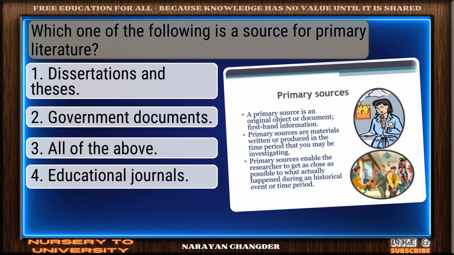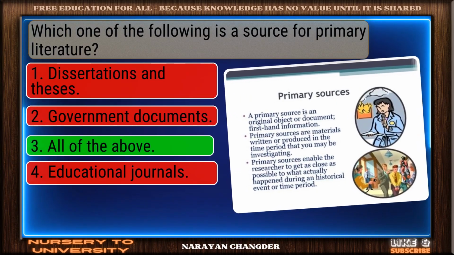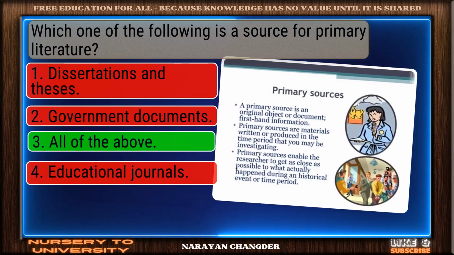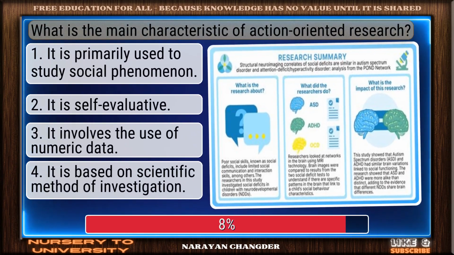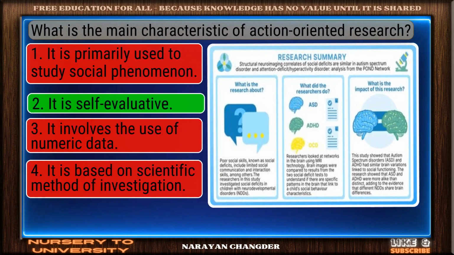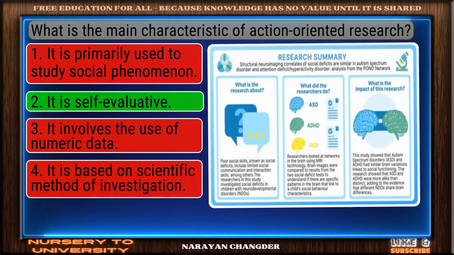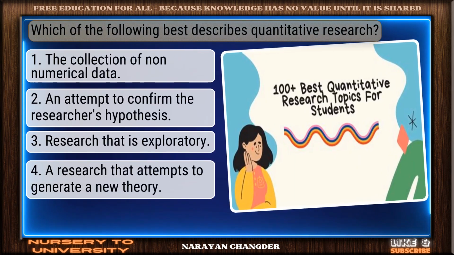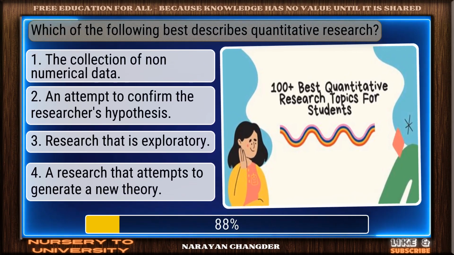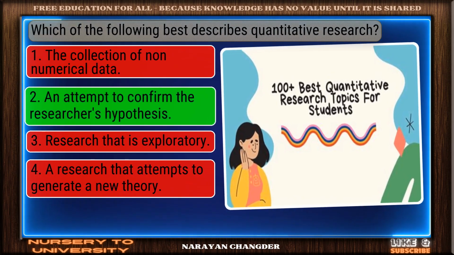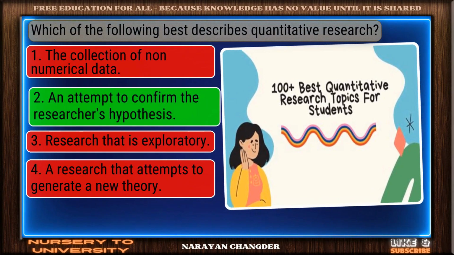Which one of the following is a source for primary literature? On track. All of the above is the correct answer. What is the main characteristic of action-oriented research? You're right. It is self-evaluative, is the correct answer. Which of the following best describes quantitative research? Good job. Your answer, an attempt to confirm the researcher's hypothesis, works well here.